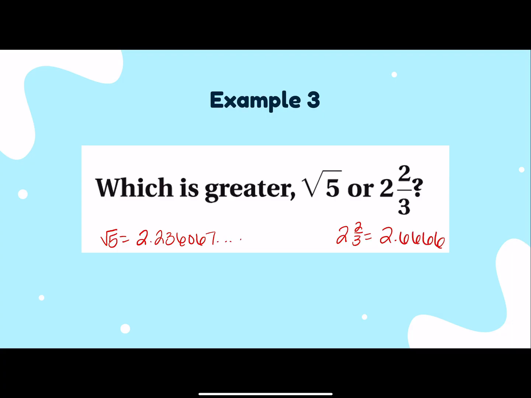And it is 2.66666, repeating. Your calculator might say 7 at the end, but that's because it's rounding up. But this is repeating forever and ever. Remember, I told you that if we have a repeating decimal, we just write that number over 9. So this right here is a 6 repeating, so it'd be 6 over 9, which reduces to 2/3. So that's why this right here is repeating. Okay, but which one of these is bigger, 2.2 or 2.6? Obviously, 6 is bigger than 2, so 2 2/3 would be bigger.